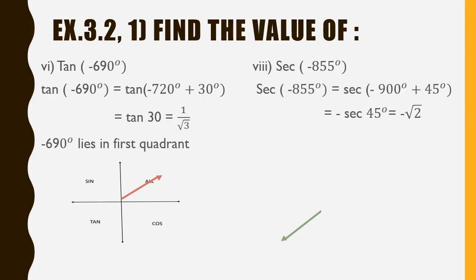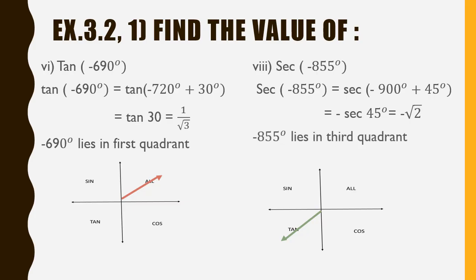Sec minus 855 can be written as minus 900 plus 45. Sec 45 negative, that's minus root 2. Why negative? Because minus 855 lands in the third quadrant.